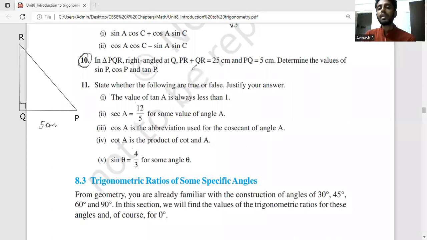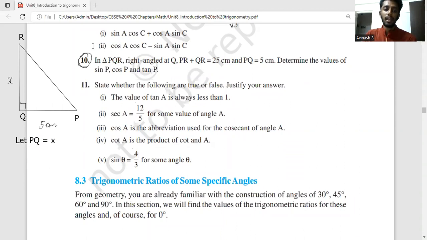Now, what we can do here is we can take either of the sides as x, and then we can find all the sides using the Pythagoras theorem. So what I mean by that is, let me assume the value of PQ as x for convenience. So I'm writing the step. So let PQ is equal to x. We assume it as x.